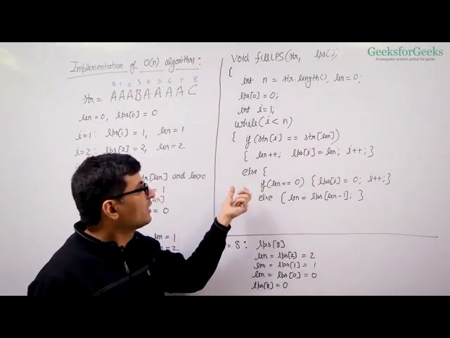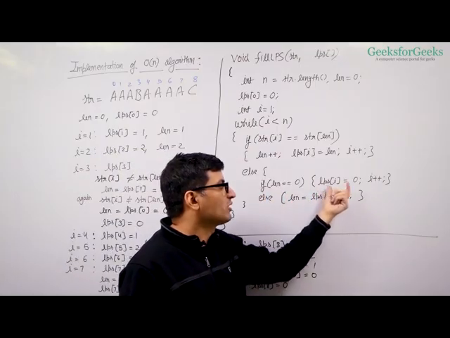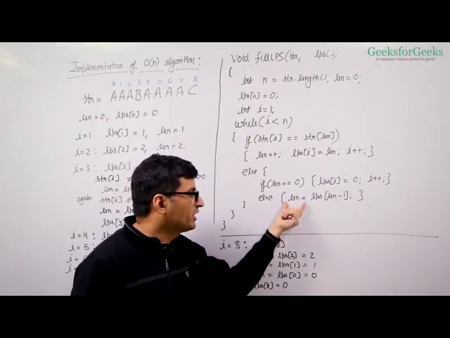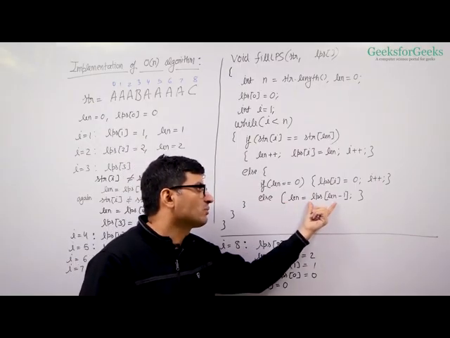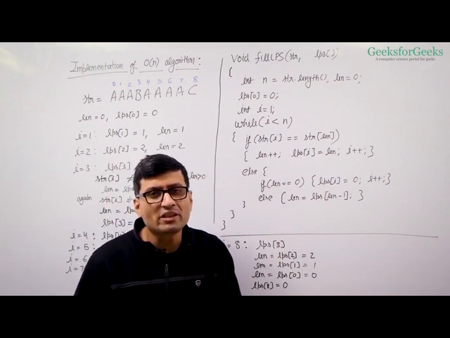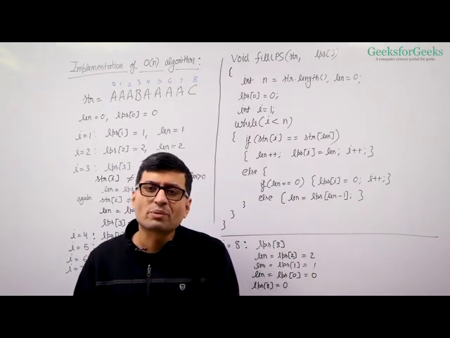Idea 2 says that if they do not match and if the length is 0, simply make LPS[i] equal to 0 and make i++. And if length is not 0, then update the length as LPS[length - 1], which is recursively applying the LPS function again and again until we see a match or length becomes 0.